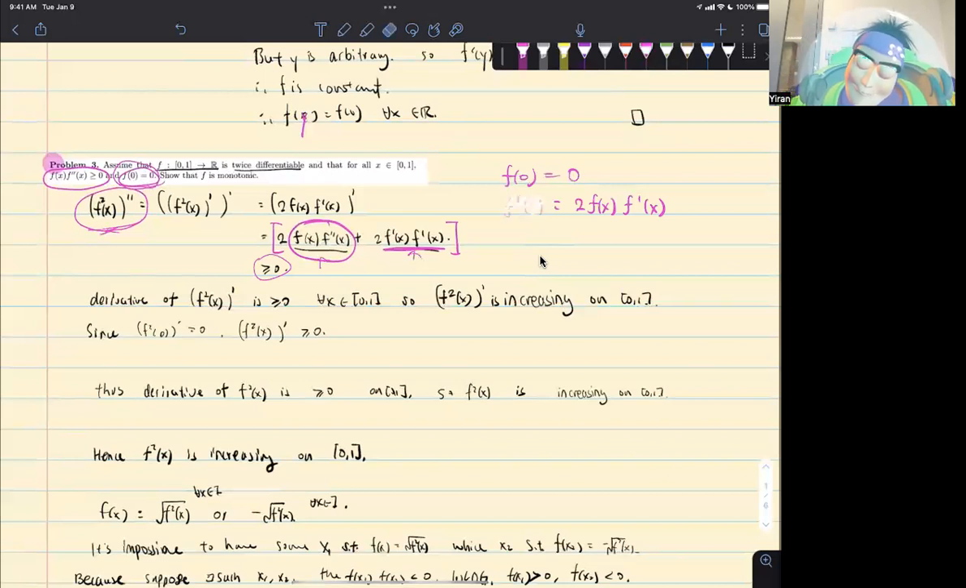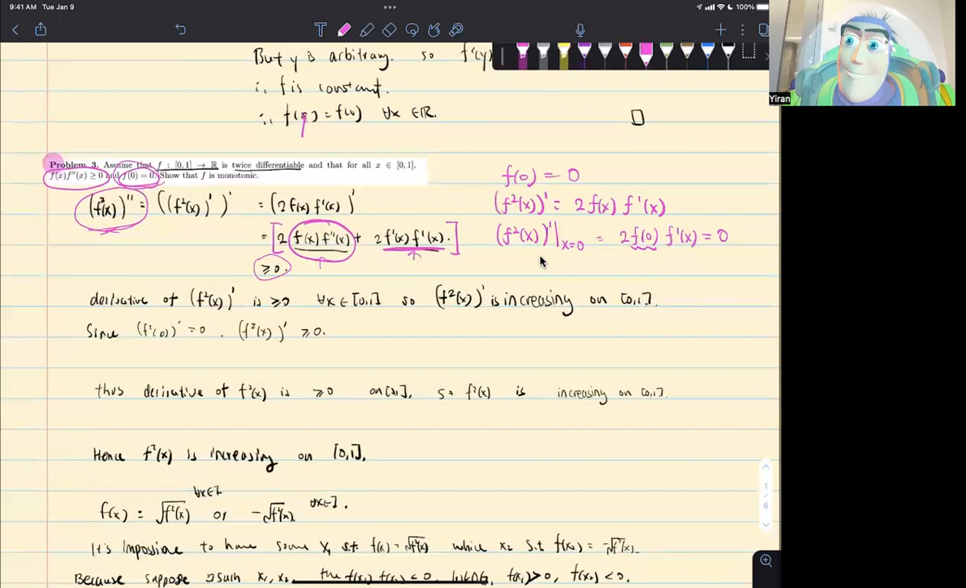Sorry, this is not the, this is the f(x) is equal to this, right? And therefore, the first derivative of f squared evaluated at 0 is equal to 2 times f(0) f prime of x. And because f(0) is equal to 0, this is equal to 0. And that's why the first derivative of this function f squared is equal to 0.